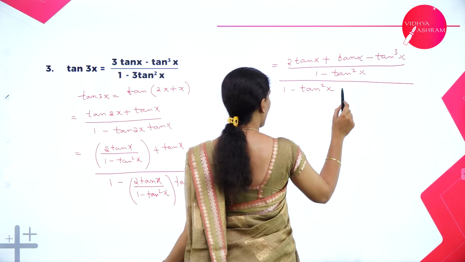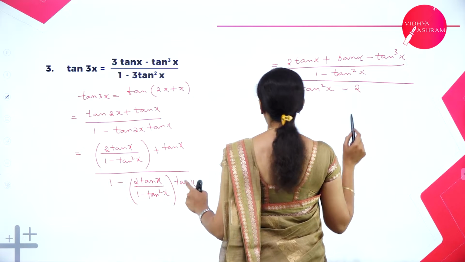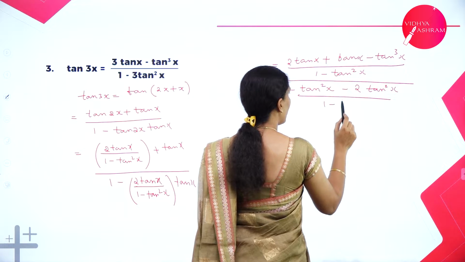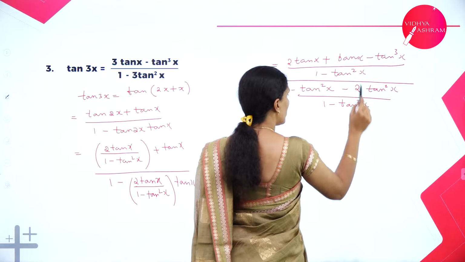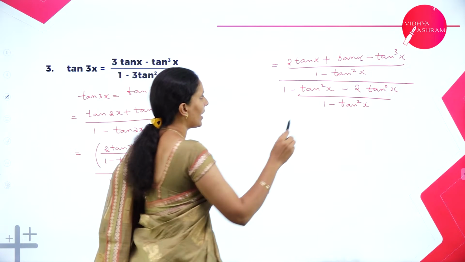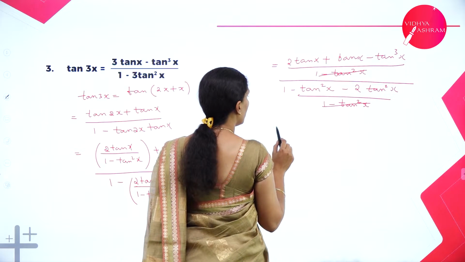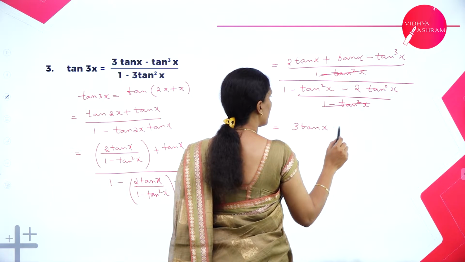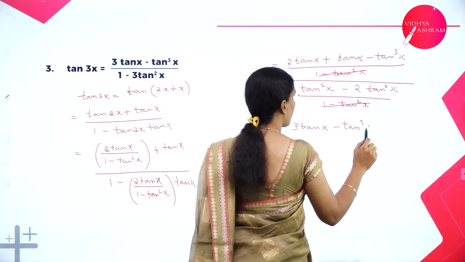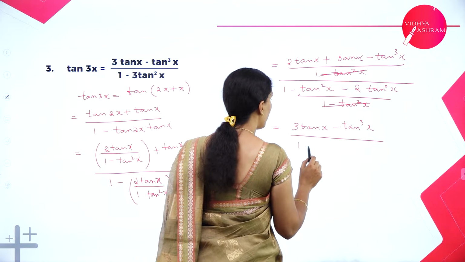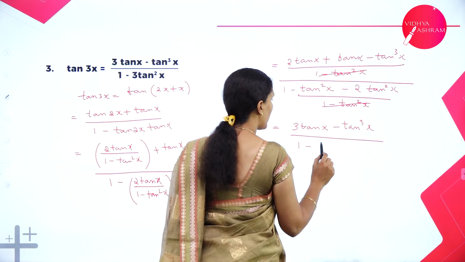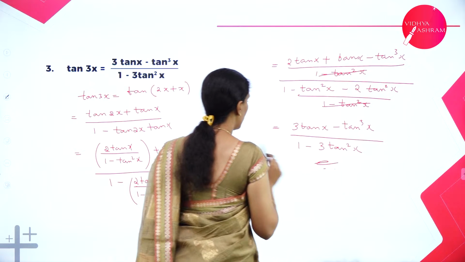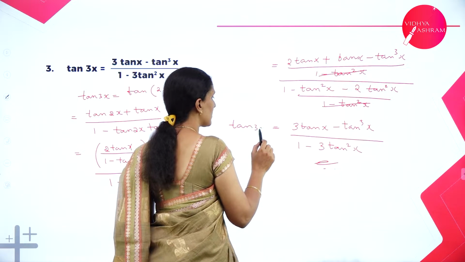Next here we have minus 2 tan x into tan x is tan square x, whole divided by 1 minus tan square x. So the denominator is common, so we can cancel. Now 2 tan x plus tan x is 3 tan x minus tan cube x, whole divided by 1 minus tan square x minus 2 tan square x is minus 3 tan square x. So this is tan 3x.